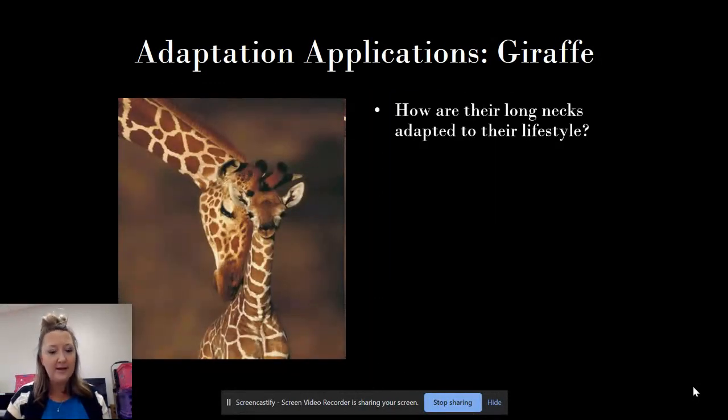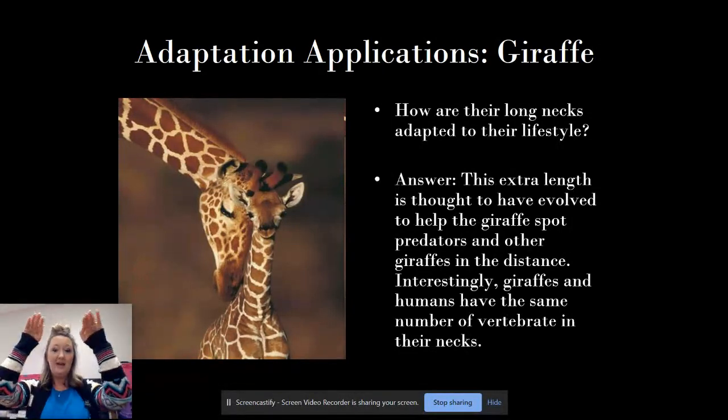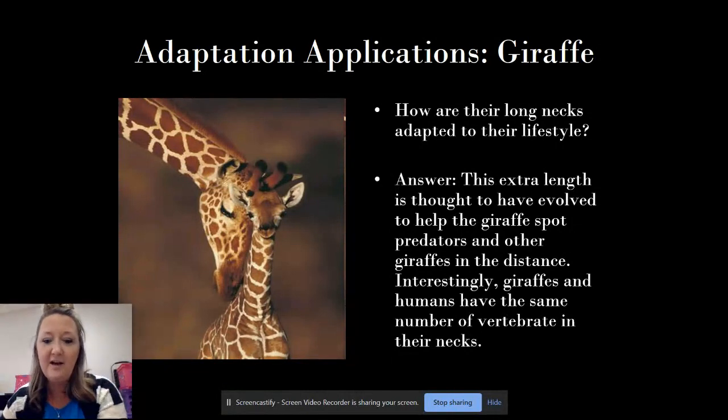How are the long necks adapted to giraffes' lifestyles? I think you guys should be able to answer this. This is thought to have given them an advantage to help them spot predators, right? Because they can see way high up, see them coming from far away, and to reach food.